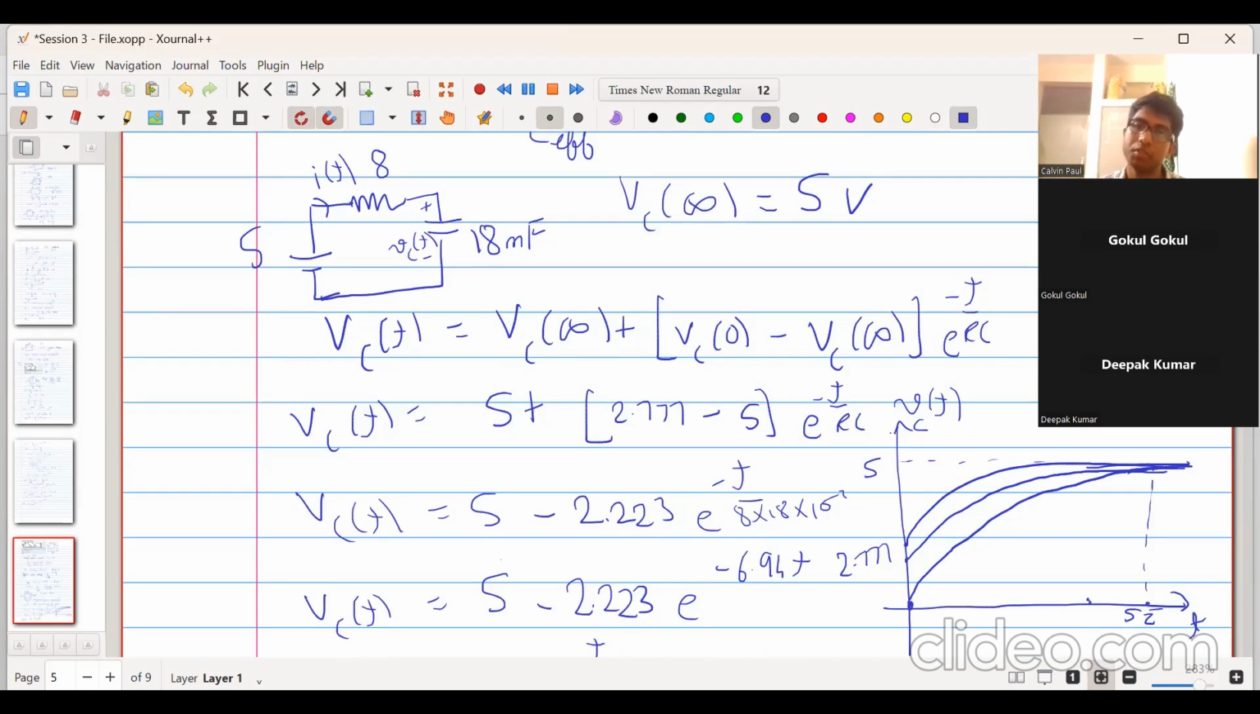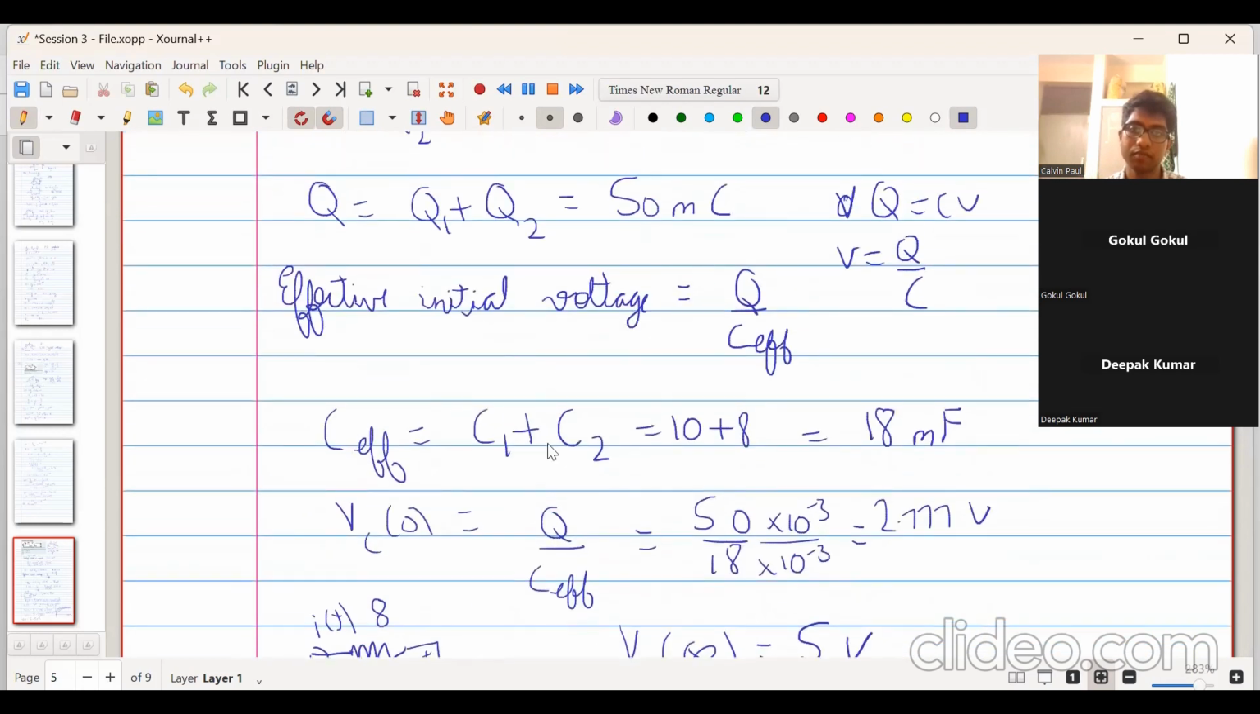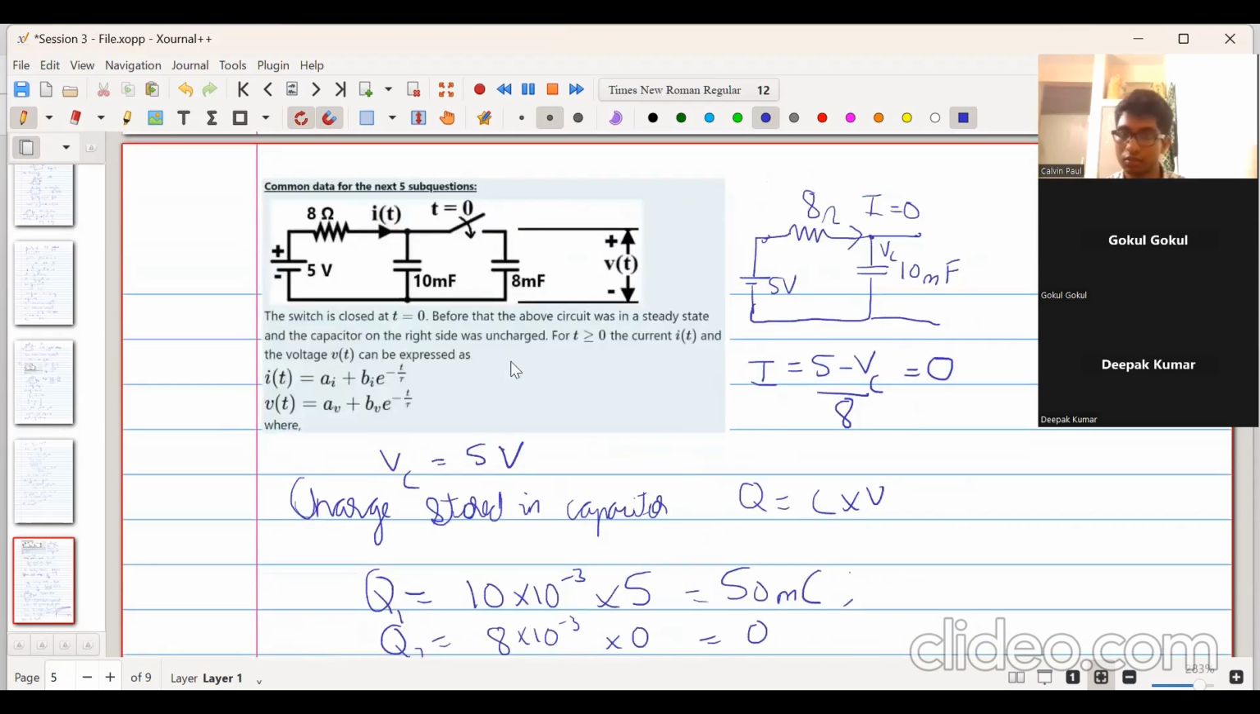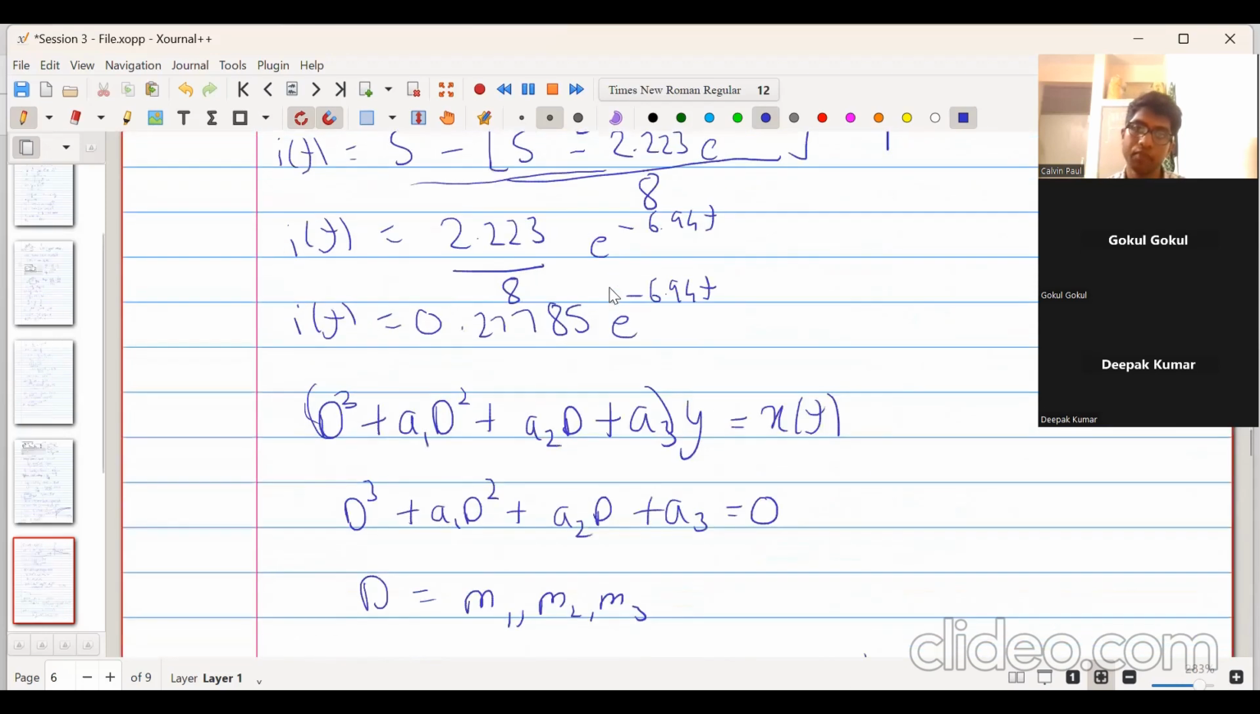One more thing to keep in mind is it is e to the power minus t upon RC. RC is tau. It is a time constant. So the dimension of time constant is in terms of seconds, in time. That you must also remember. And there was the concept of charge redistribution in the capacitors, which we considered in this sum.